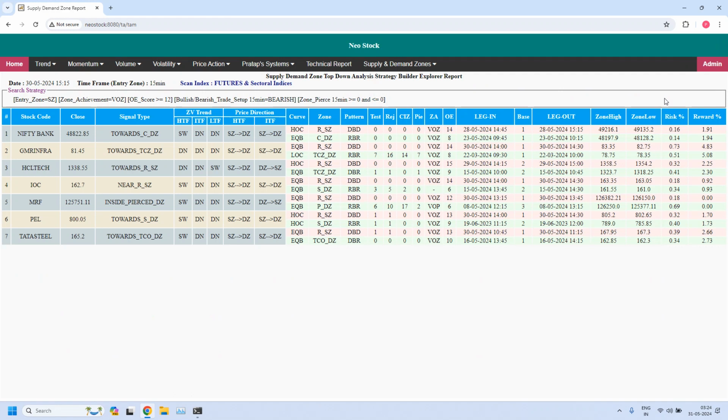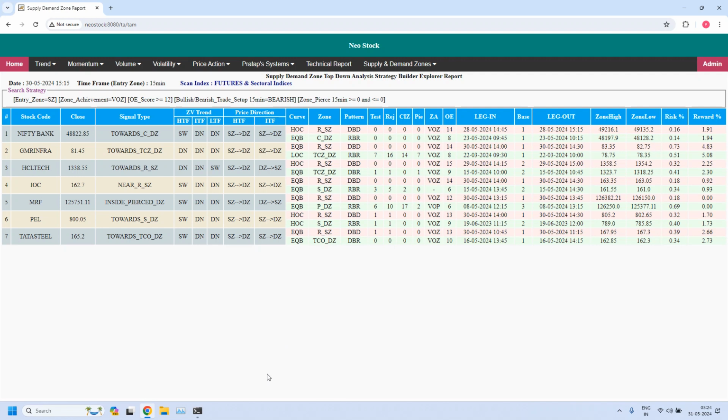With these filters, let us generate the report. 7 stocks are filtered. Currently they are supporting bearish trade setup. Nifty Bank is also supporting bearish trade setup. Tata Steel is there, HCL is there. Tata Steel is already tested, but it is a high liquidity zone.